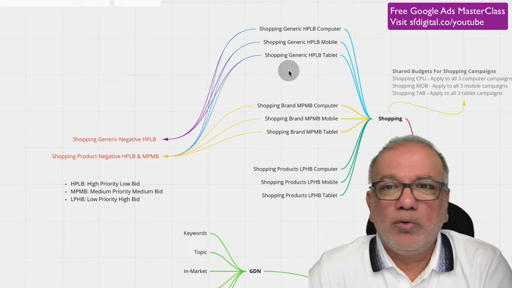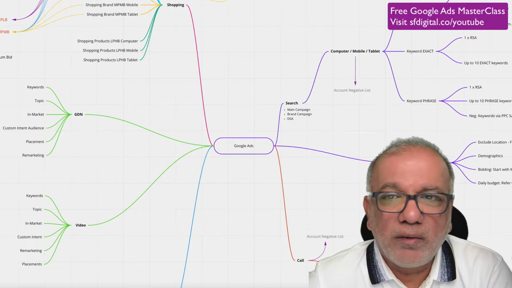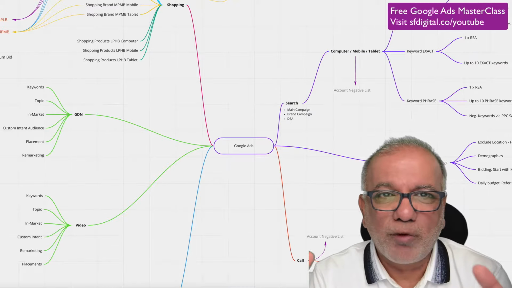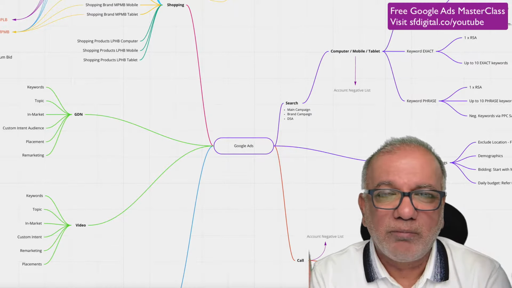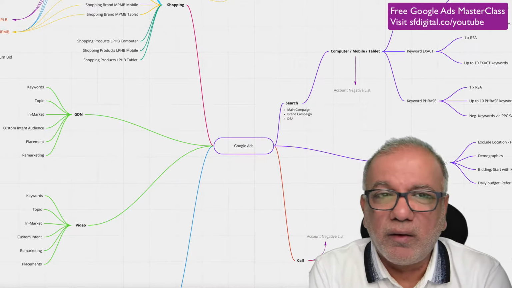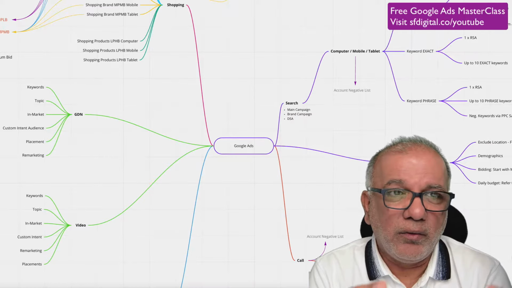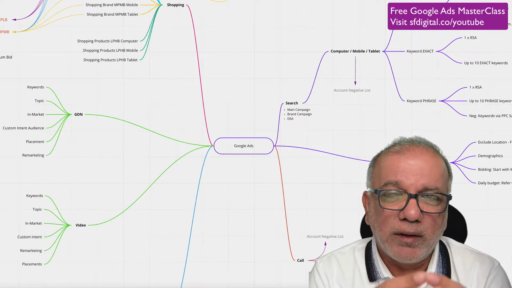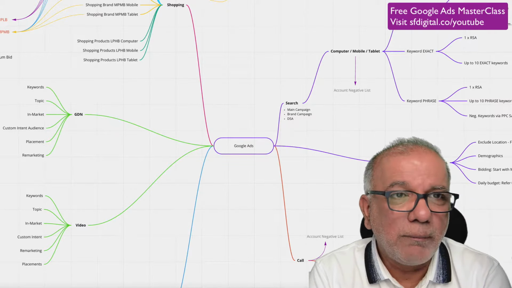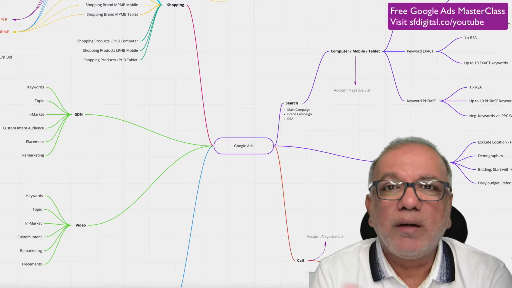So I hope you got some ideas as to how you can structure your account, and instead of just going after search campaigns, you've got to attack from everywhere. Search, display, video, remarketing. If you can do that, you will have multi-touch point marketing campaigns going at the same time, and wherever your customers or audiences are going, they will come across you and your brand.